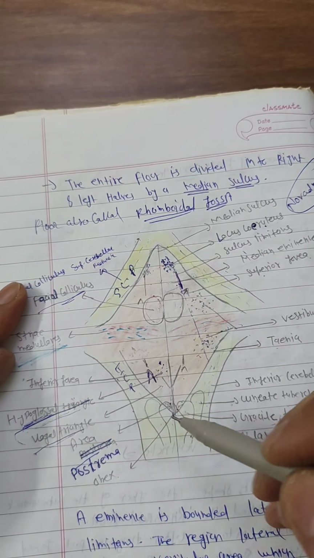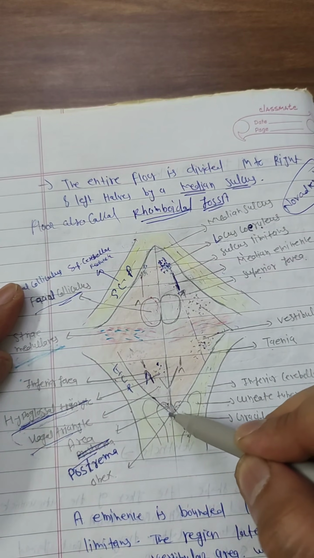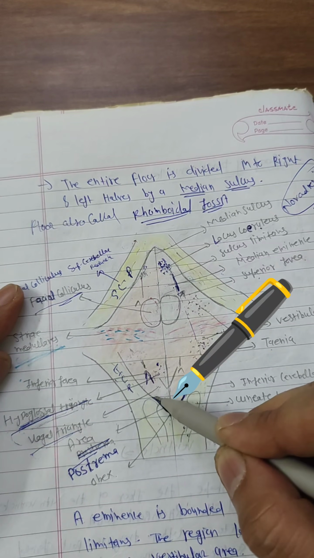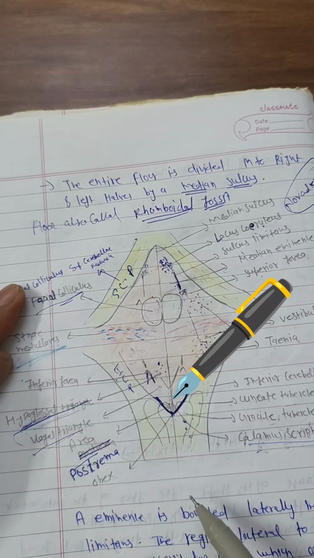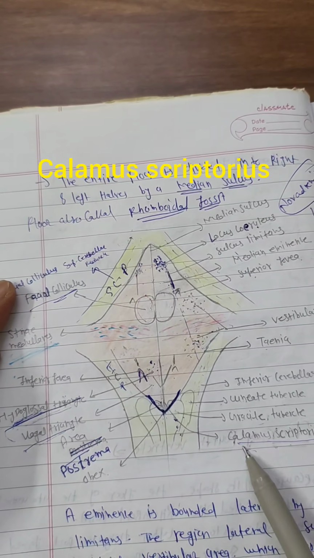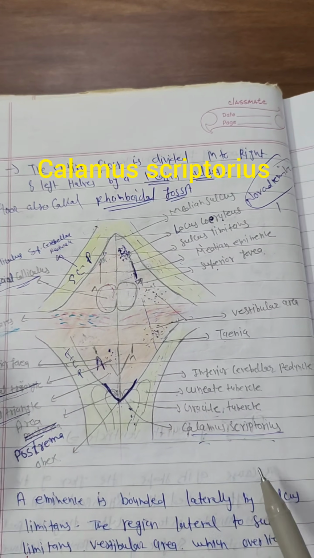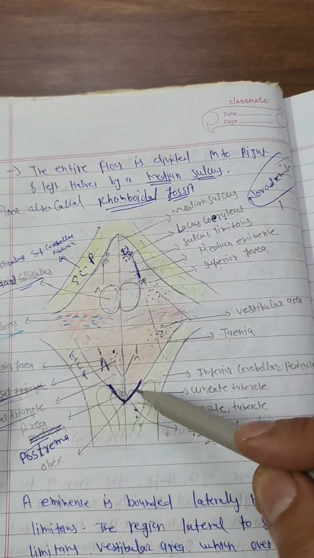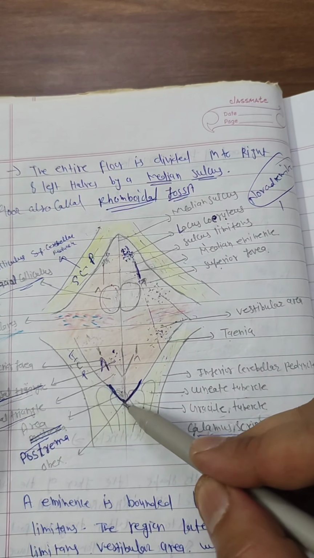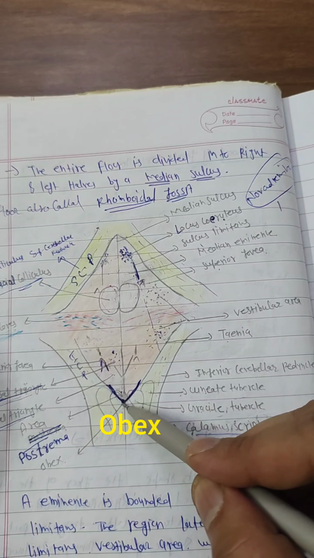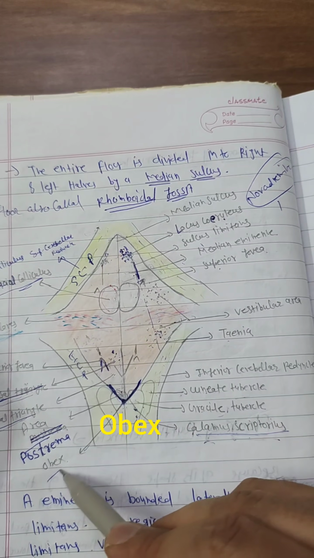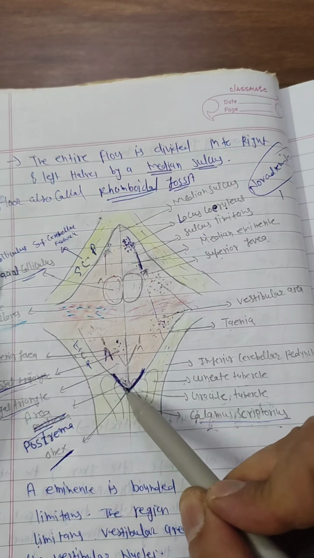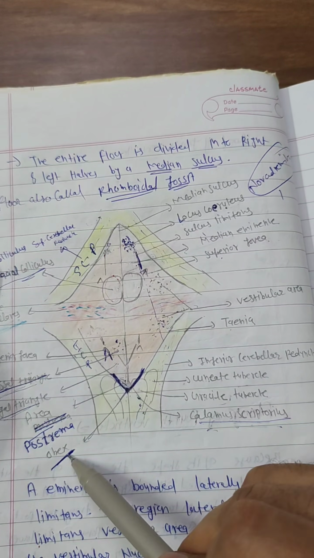Then this lower part of the floor of the fourth ventricle looks like the nib of a pen. This is called the calamus scriptorius. The pointed part of the calamus scriptorius is known as the obex.